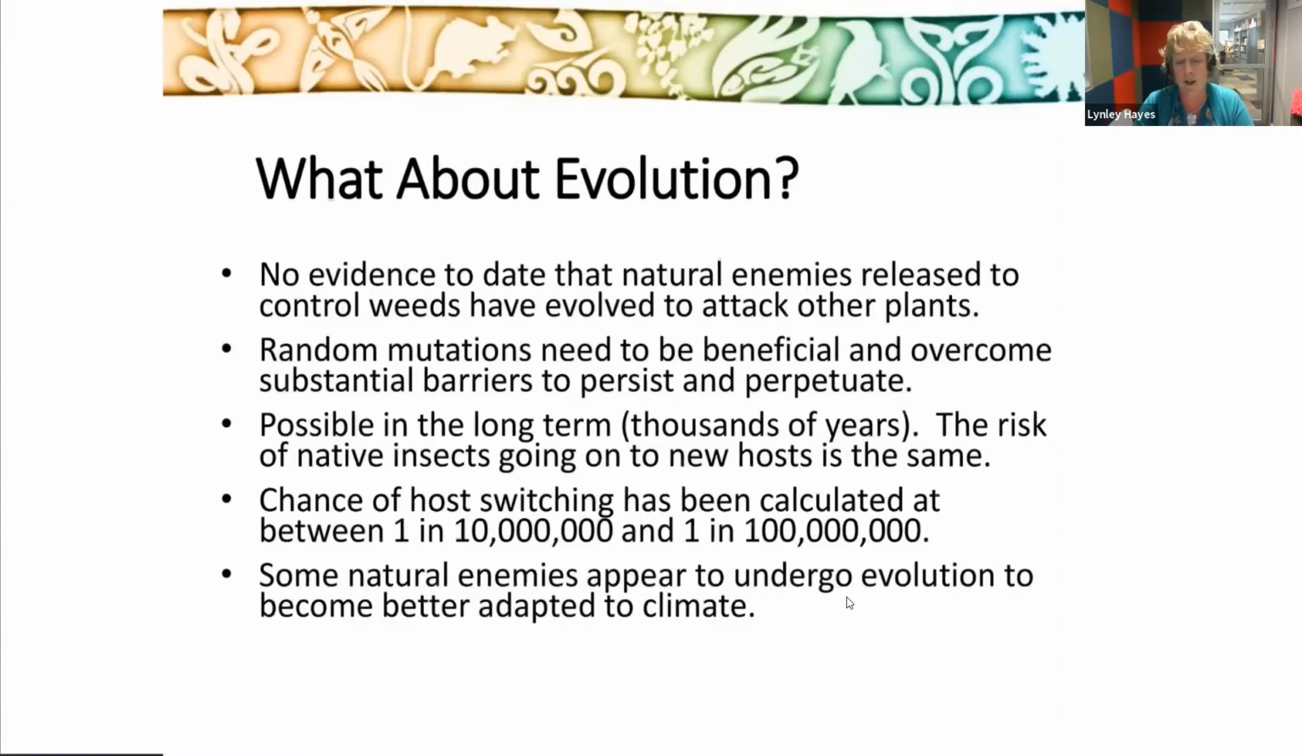And the risk of any of your native insects going on to new hosts is the same because it's the same mechanism. And it's been calculated that the chance of a host switch happening is between 1 in 10 million and 1 in 100 million. So these are very, very small numbers, very tiny, tiny risk.